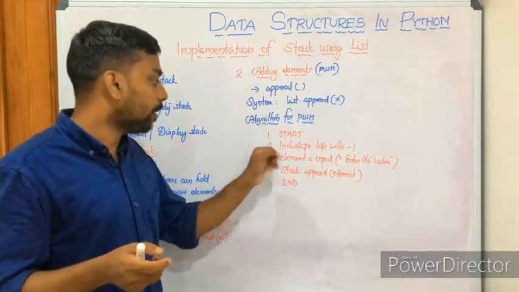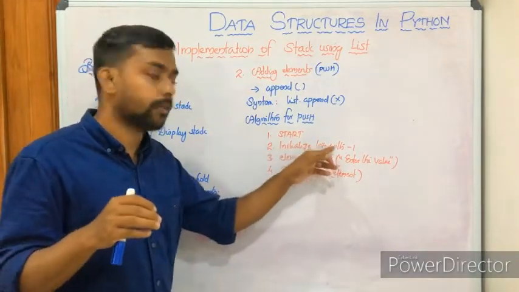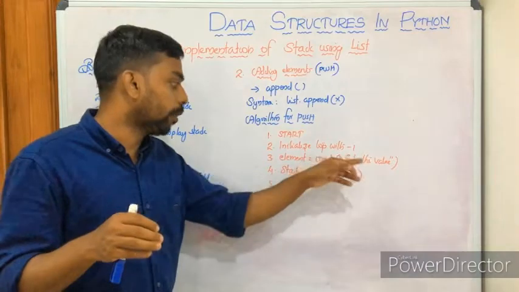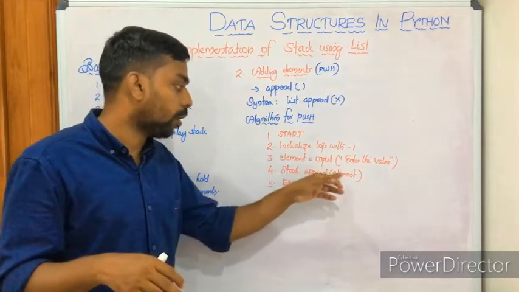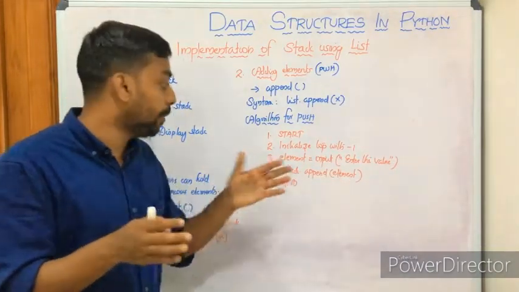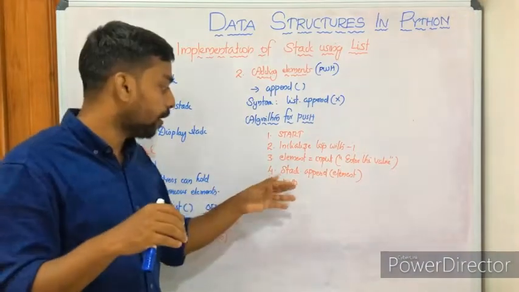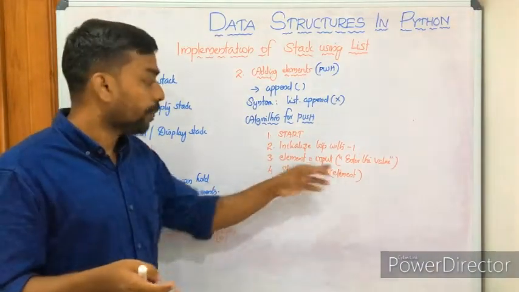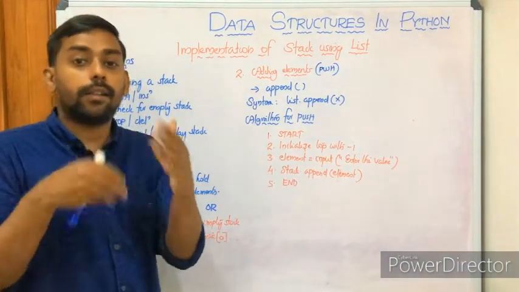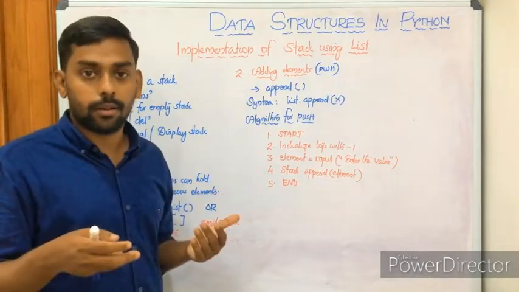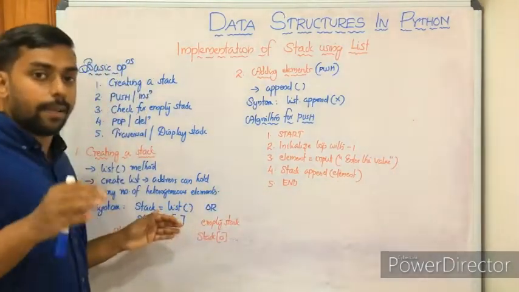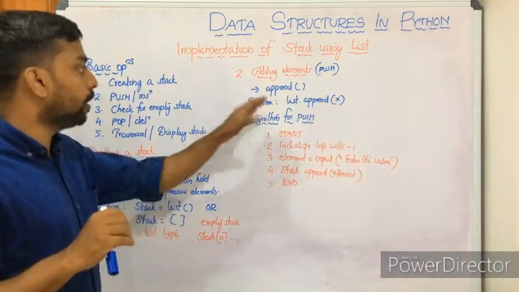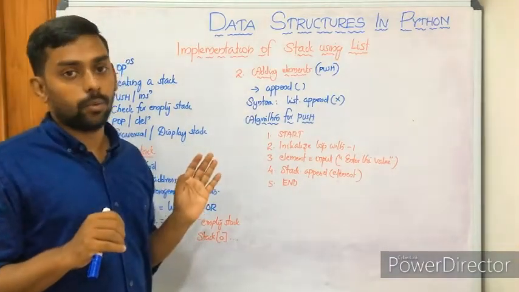Initially start, then initialize top with -1. Then element equal to input. We are storing the value in element. Stack dot append element. The element will be appended or added to the stack. Finally end. So the element will be placed at the top plus 1 position. We have seen the example in our last program. So this is how adding elements works.